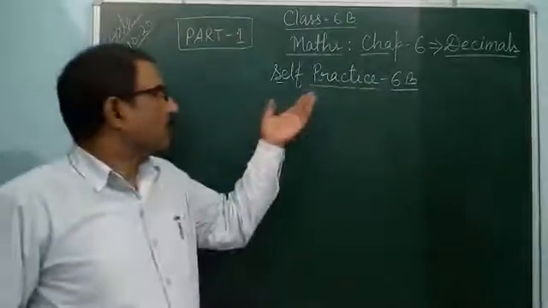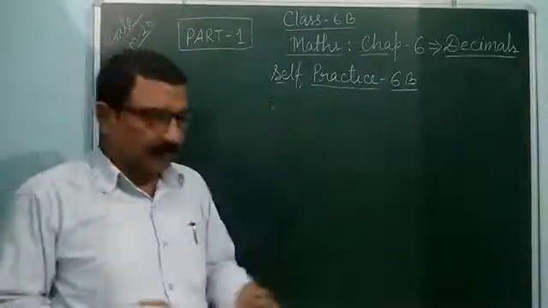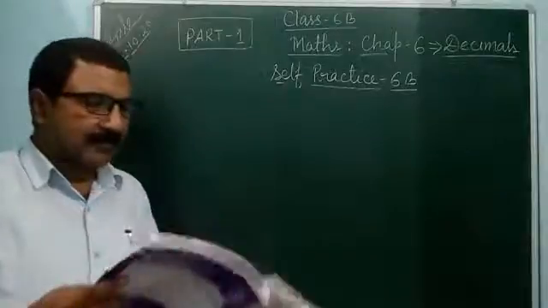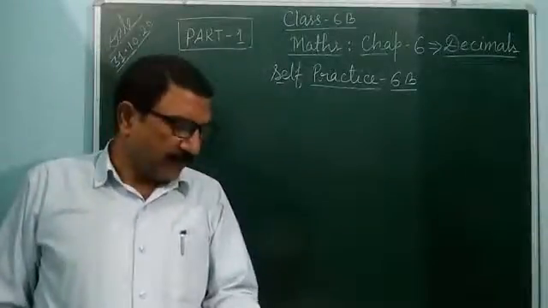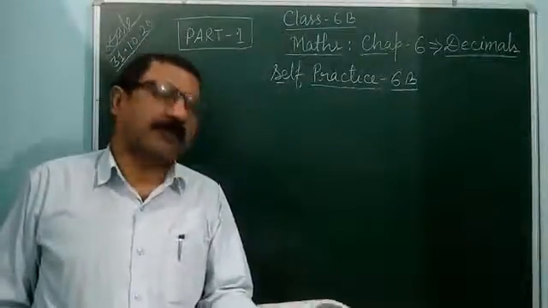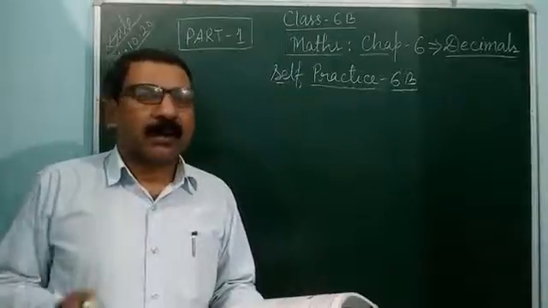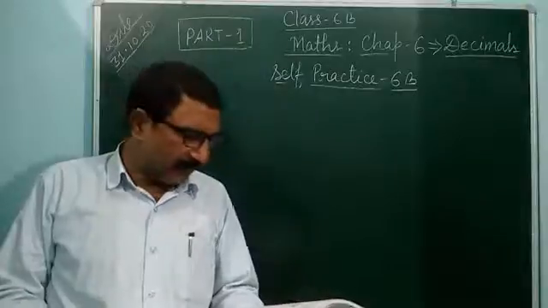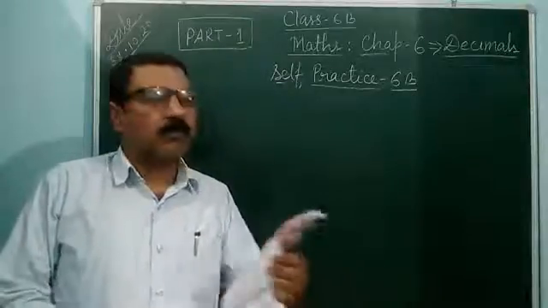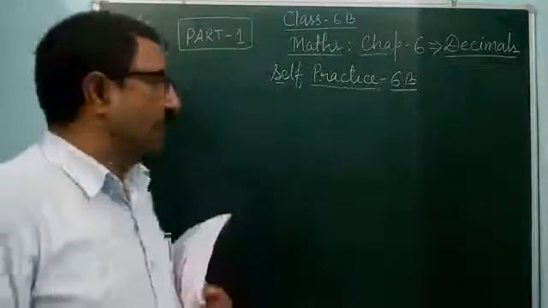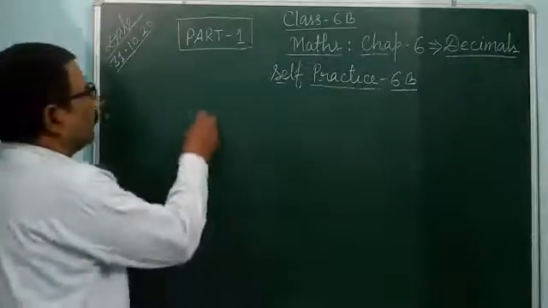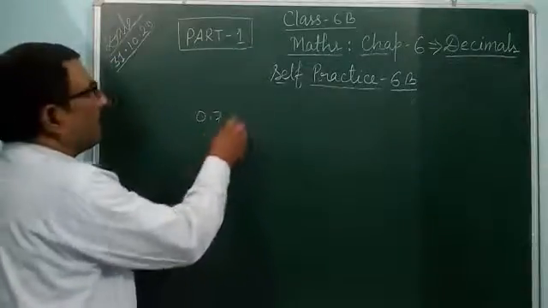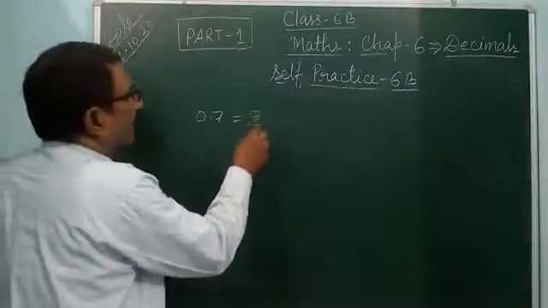So, self practice now, self practice 6B. Self practice 6B is based on standard form and expanded form of the decimals. I have already explained the expanded form, but you can see it is very easy. If you want to represent any fraction in the standard form, suppose this is 0.7. 0.7 means you can write 7 by 10.